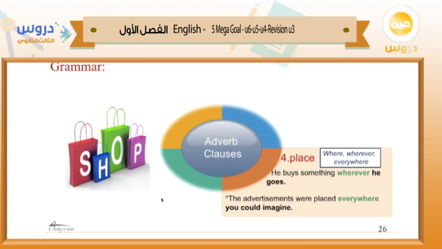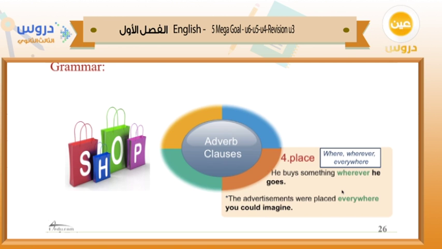Okay, the last category here is place. What are the words used with the adverb clause to indicate the place? Where, wherever, everywhere. He buys something wherever he goes. The advertisements were placed everywhere you could imagine. So here you could imagine and he goes are adverb clauses used with wherever and everywhere to indicate the place meaning.